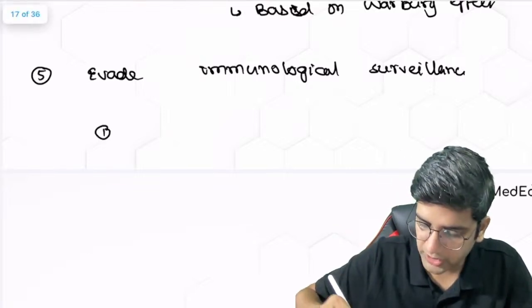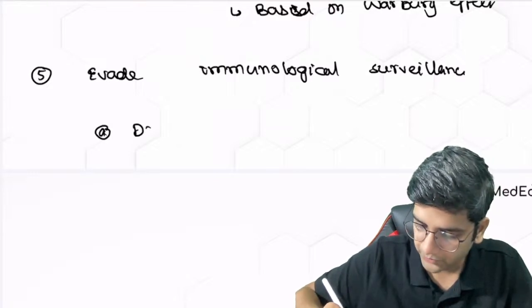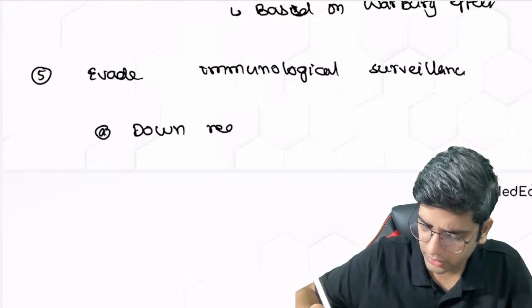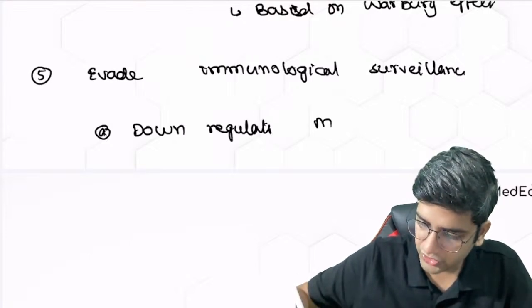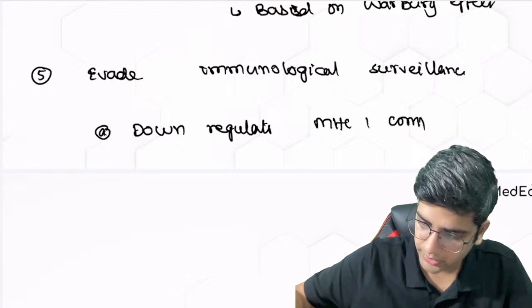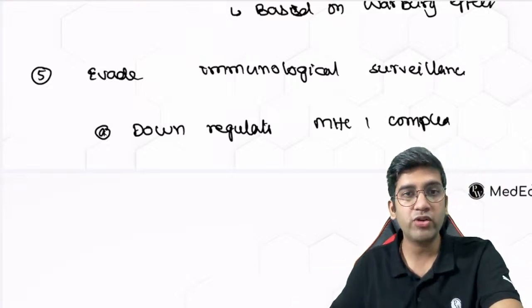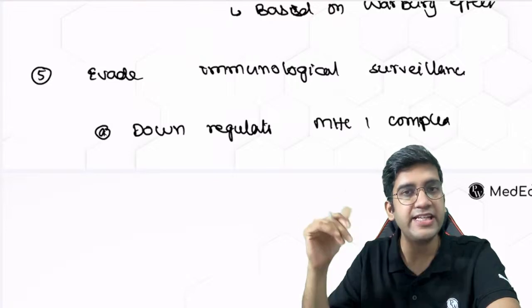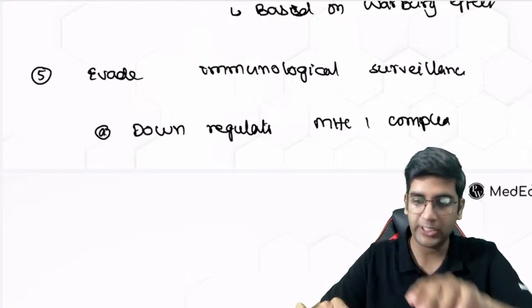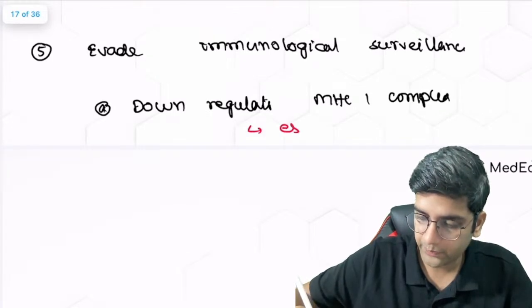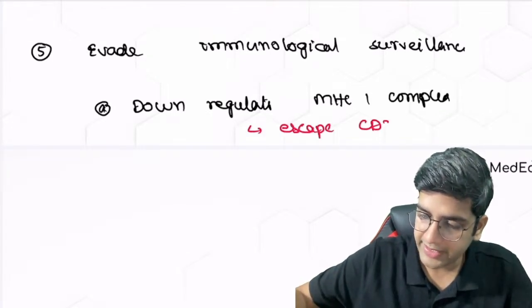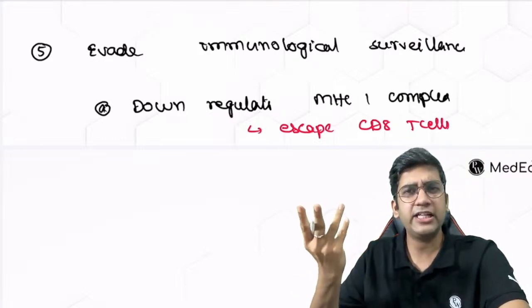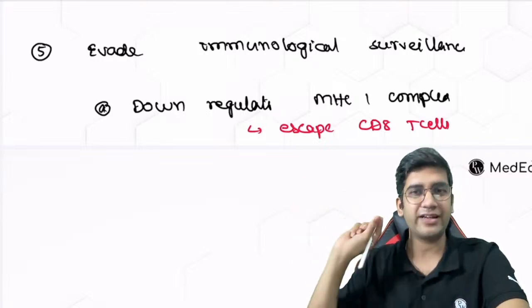The first and foremost thing is they downregulate the MHC1 complex. That's one of the important things. So if MHC1 is less, can a CD8 T cell identify them? They cannot. By this, they escape CD8 T cells, because only when MHC1 is there in a cell can CD8 even identify them, right? So they escape CD8 cells. It's a direct relation, that's all.